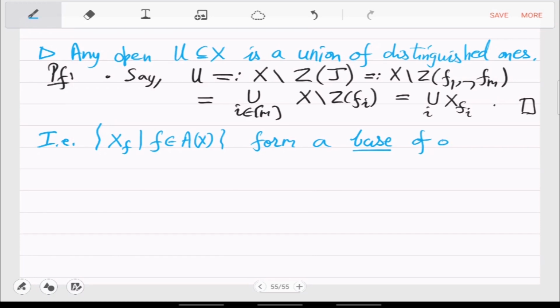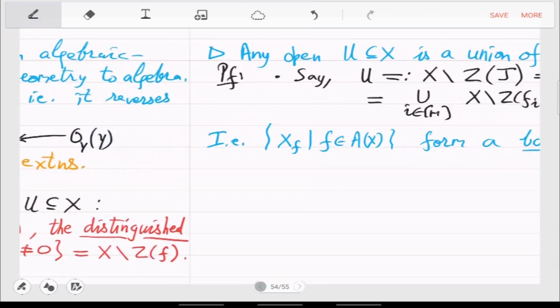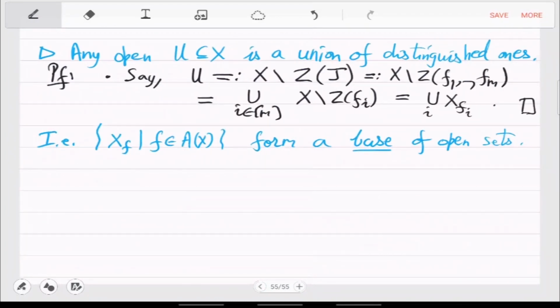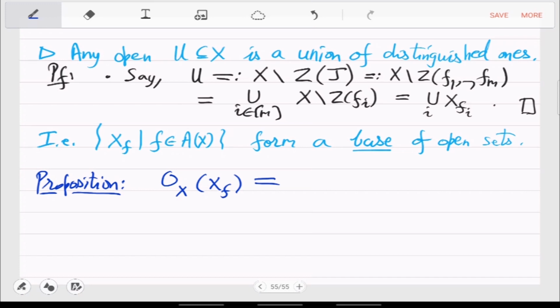Of open sets. Okay, so instead of basis we call it a base, right. So I have defined this just to test you: what is the O functor on this X_f? Can you give me that? What is O_X on this open set X_f, this distinguished open set?